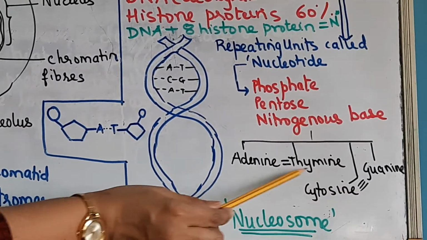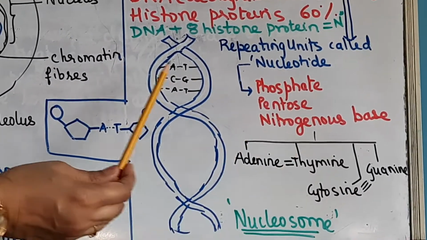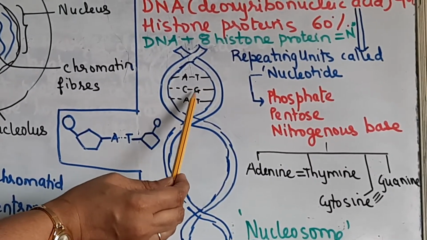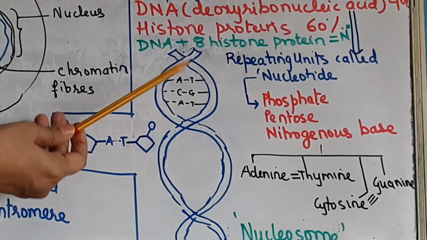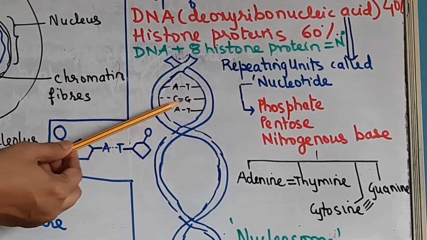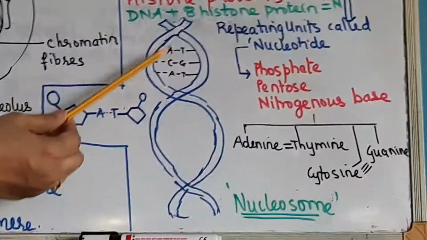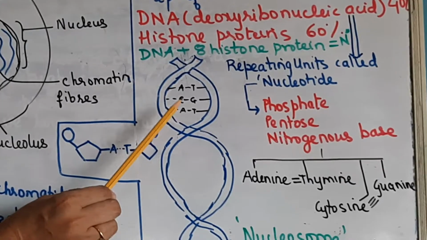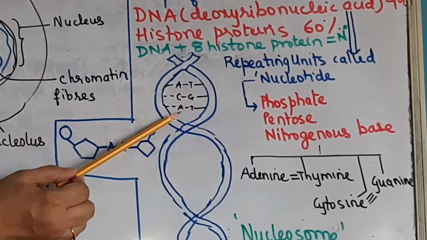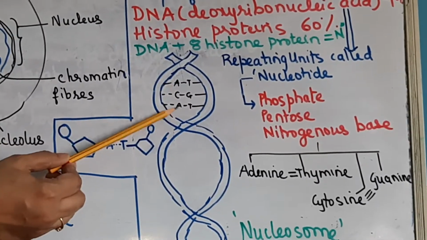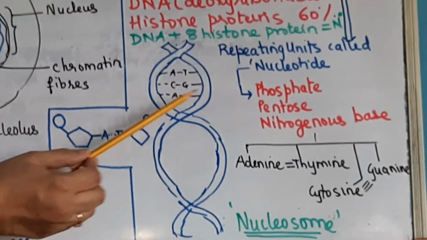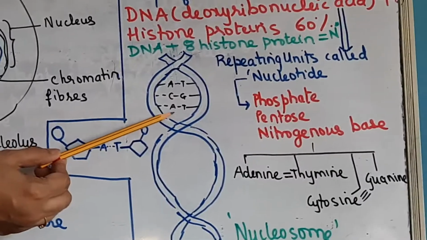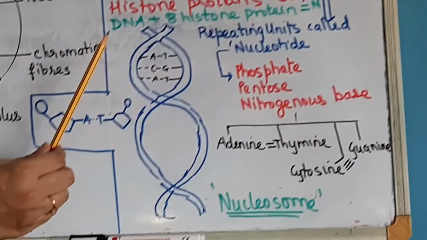So there will be hydrogen bonds between these. It is always that A will pair with T and C will pair with G. But whether AT will be followed by CG or again AT, that will vary from individual to individual. So when we say sequence of nucleotides, a nucleotide, you know, is phosphate, pentose and nitrogenous base. This sequence of nucleotides will vary from individual to individual.